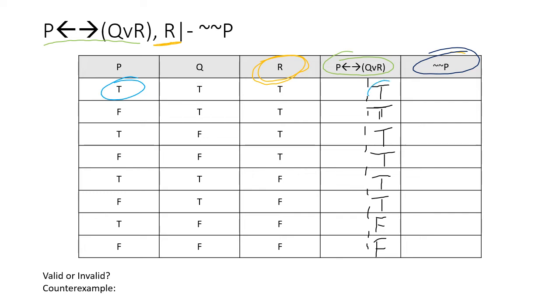So they match here, they match here, they match here, and they match here. So everywhere in which they match, we give them a true. And anywhere where they don't match, it is false.